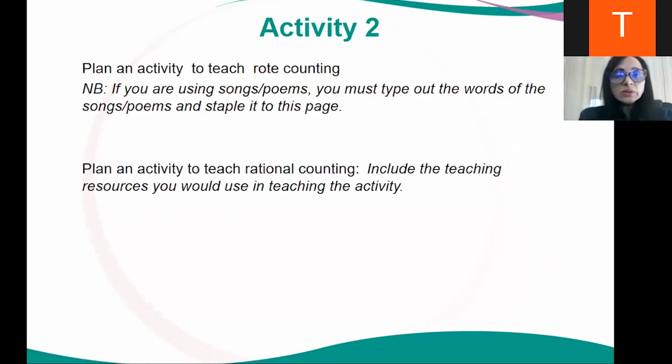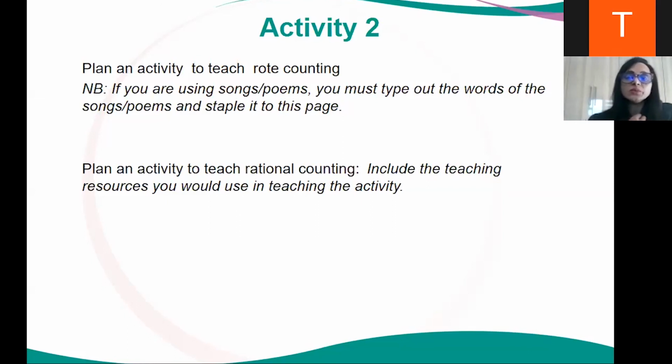Now, let us look at activity 2. Plan an activity to teach rote counting. If you are using a song, poem, or a rhyme, you must type out the words of the song or rhyme and staple it to that page in your portfolio. Or if you're typing, you'll be able to type it out. Plan an activity to teach rational counting. Include the teaching resources you would use in teaching the activity.